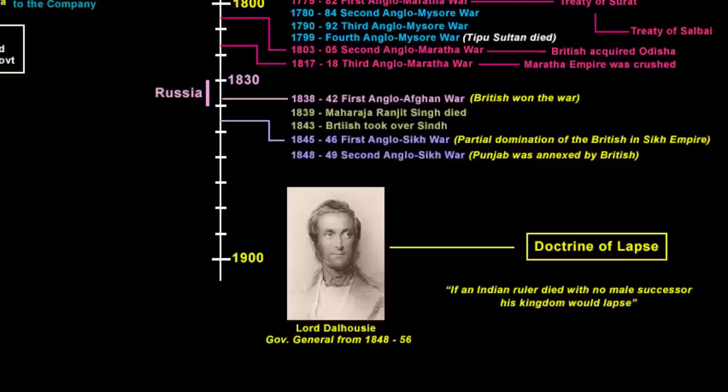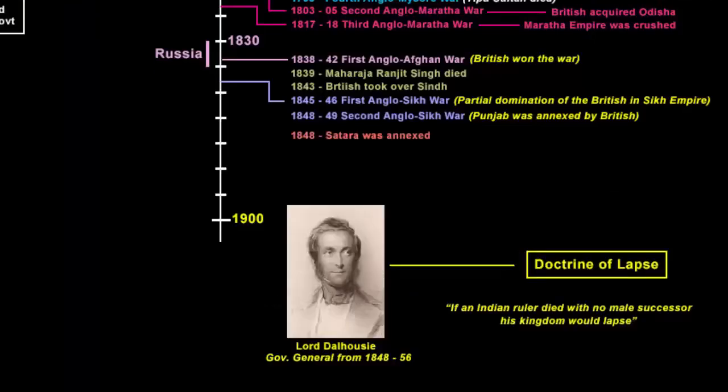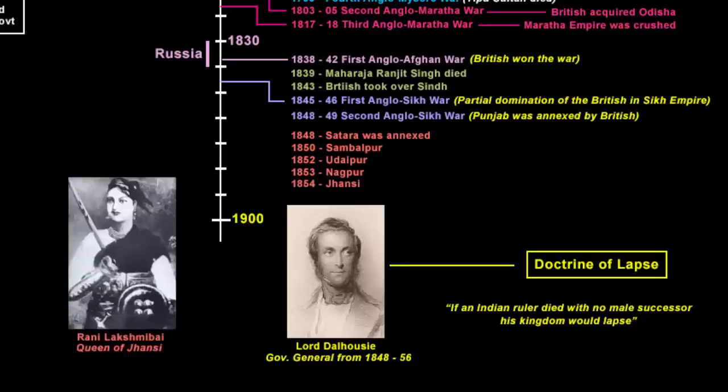One kingdom after another was annexed simply by applying this new policy. For example, Satara district of Maharashtra was taken over in 1848, then Sambalpur state of Odisha was taken over in 1850, then Udaipur was taken over in 1852, followed by Nagpur in 1853, and then Jhansi in 1854. The famous story of Jhansi Ki Rani tells us about how she was ordered to leave the palace and fort of Jhansi because her son Damodar Rao was adopted and was not her biological son. So the East India Company applied the Doctrine of Lapse policy and took over her state and territories.